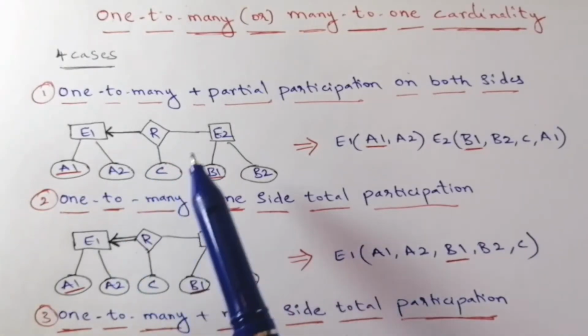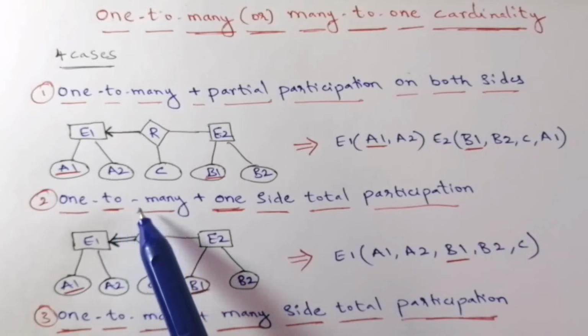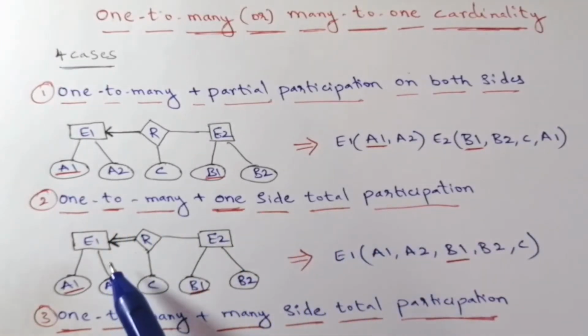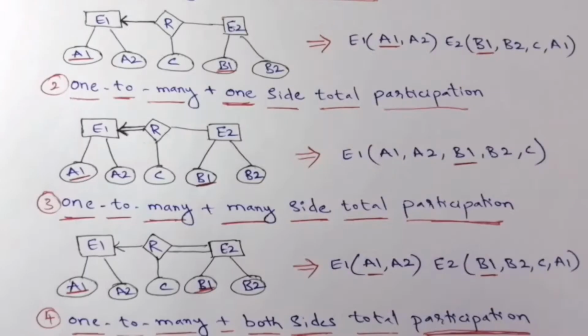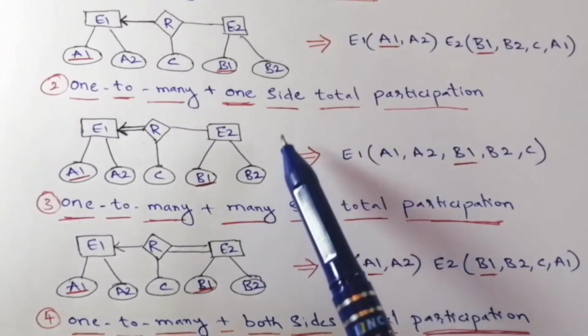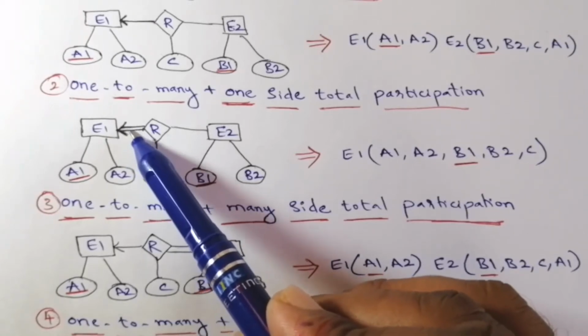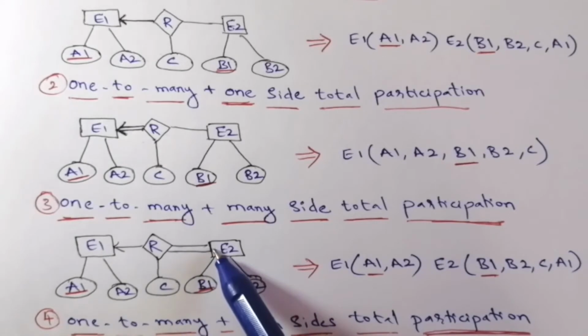In the next case, it is one to many or many to one. Both cases are the same, right? Next case, one to many with one side total participation. And the next is one to many with many side total participation. See here, this is the one side, where we have the arrow, that is the one side where we have the total participation. Now it has the total participation on the many side, right?